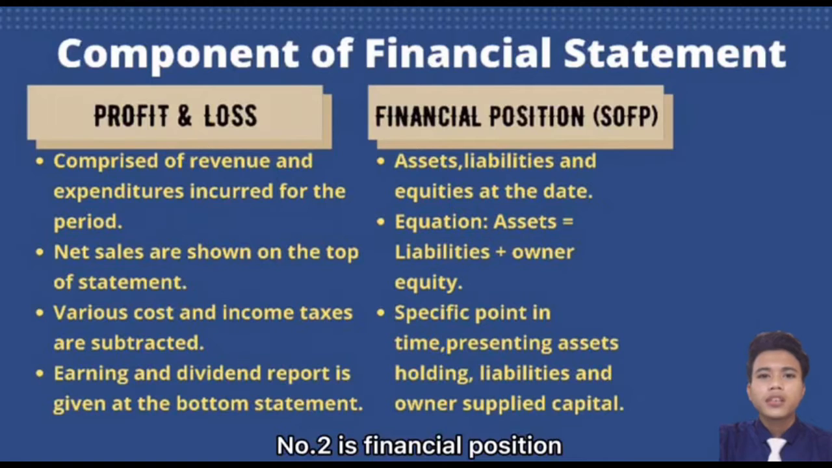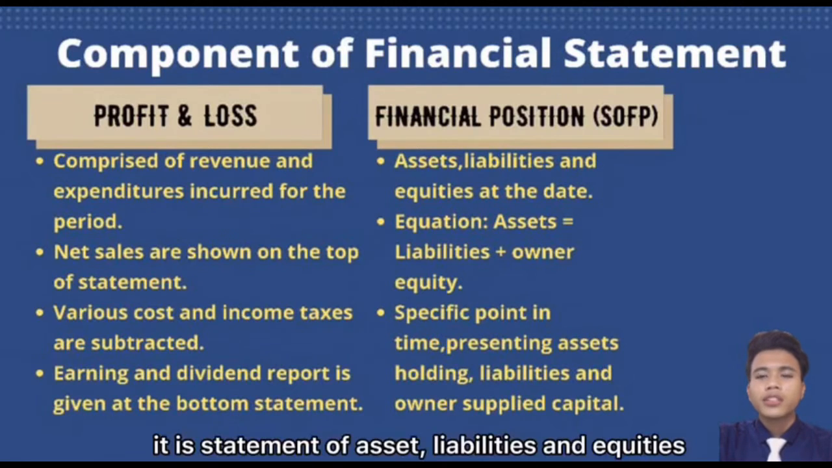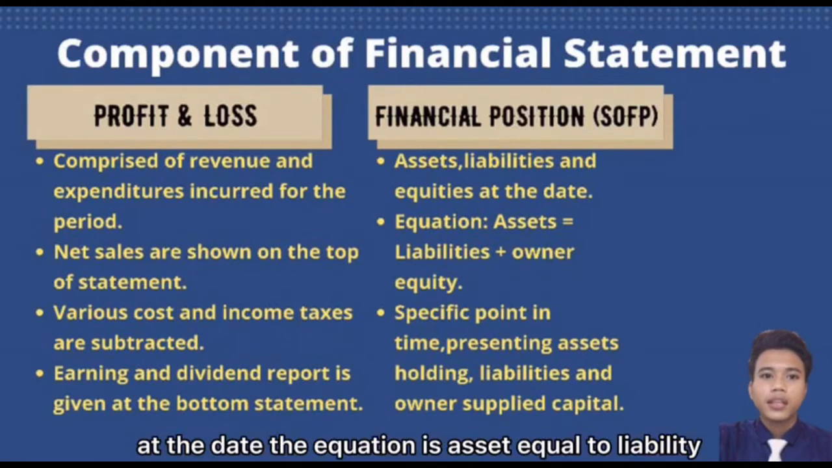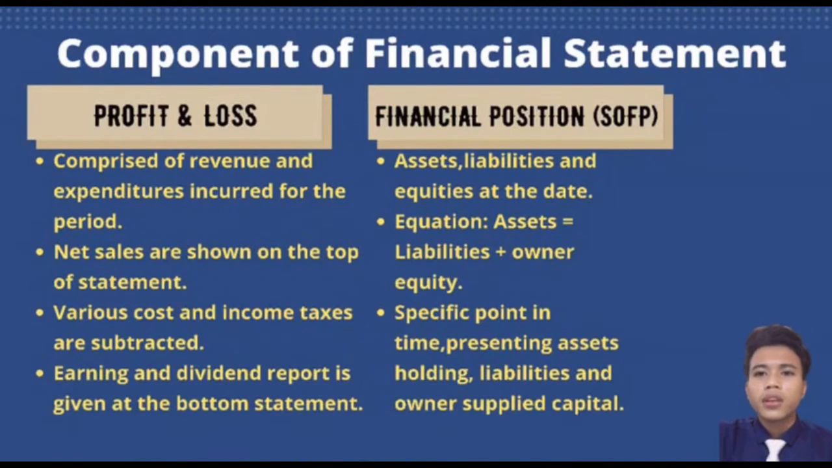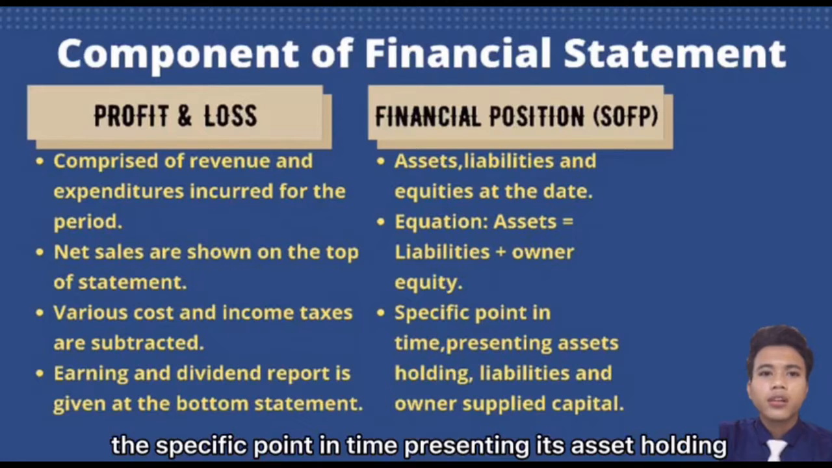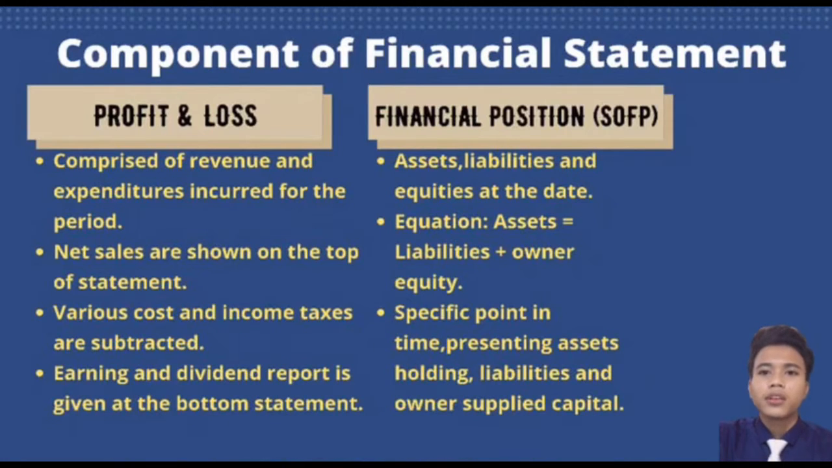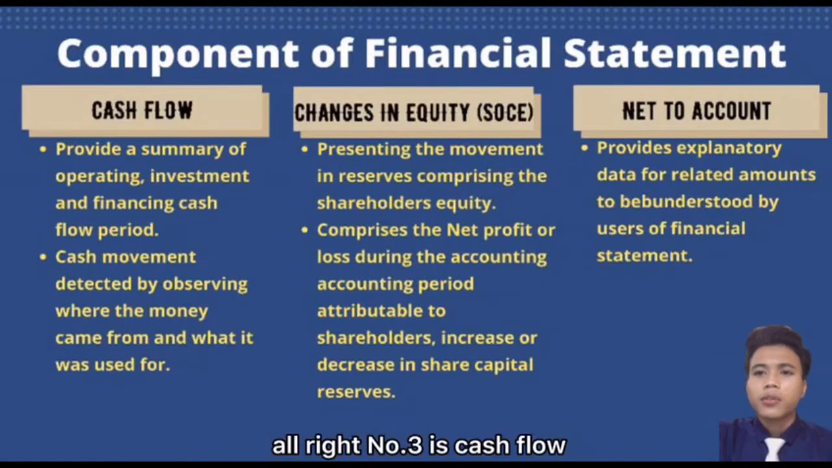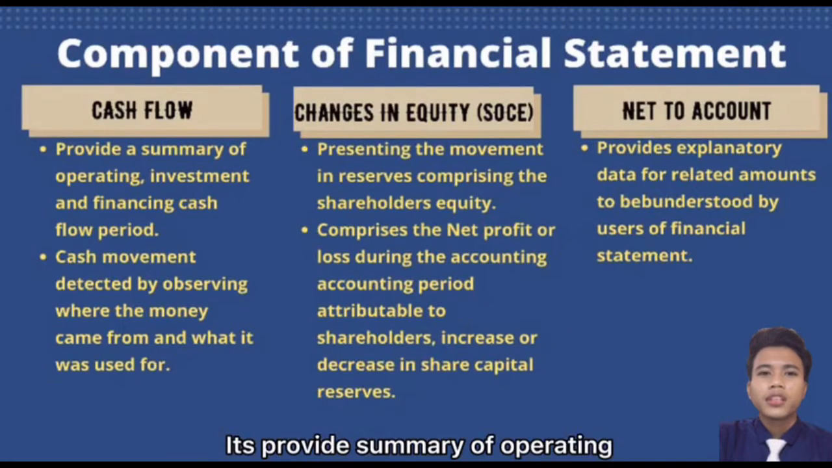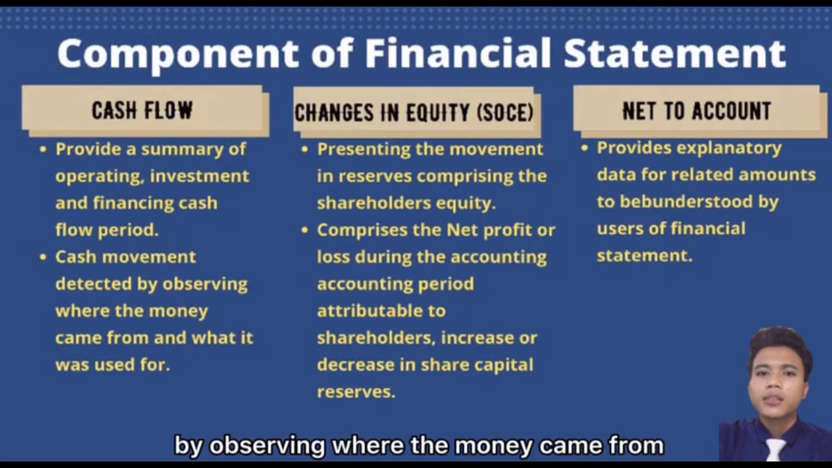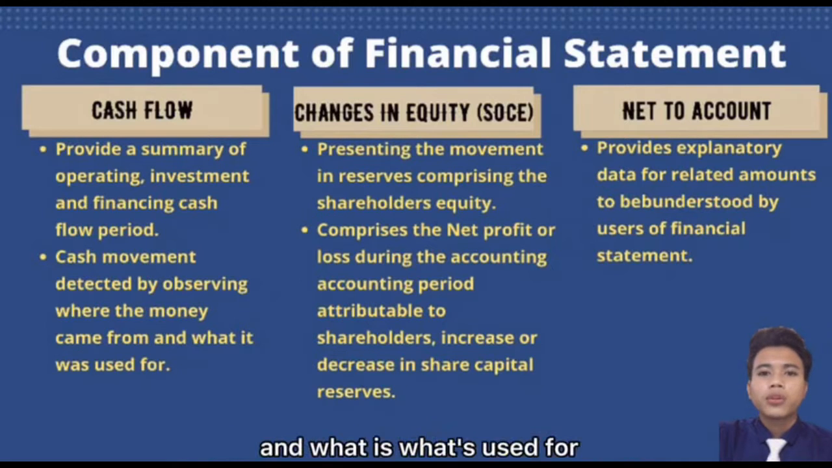Number 2 is financial position. It is a statement of assets, liabilities and equities at the date. The equation is assets equal to liabilities plus owner equity. At a specific point in time, it presents its asset holdings, liabilities and owner-supplied capital. Number 3 is cash flow. It provides a summary of operating, investment and financing cash flow in the period. Cash movement is detected by observing where the money came from and what it was used for.